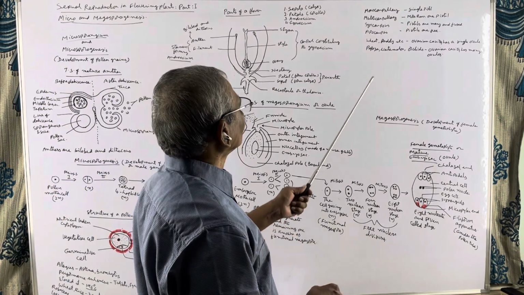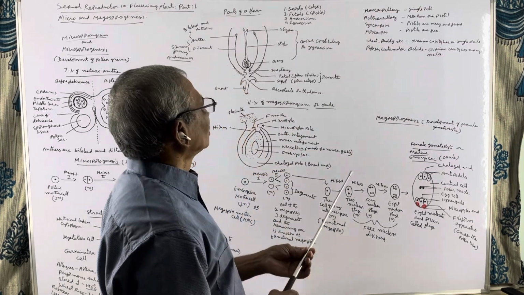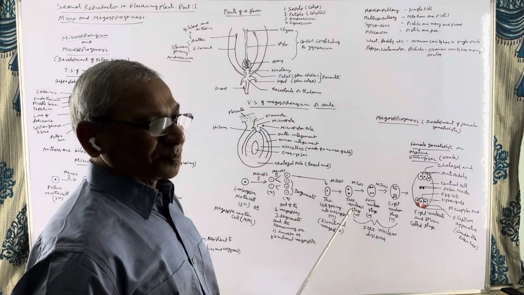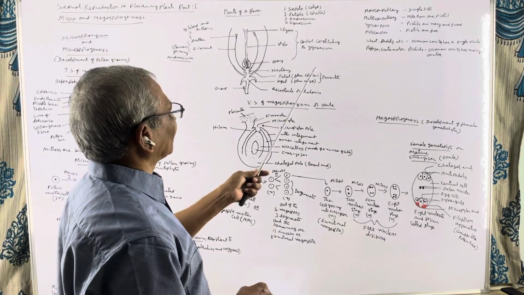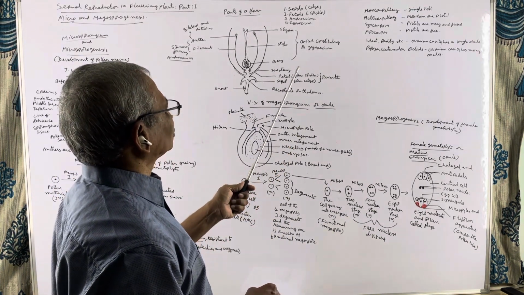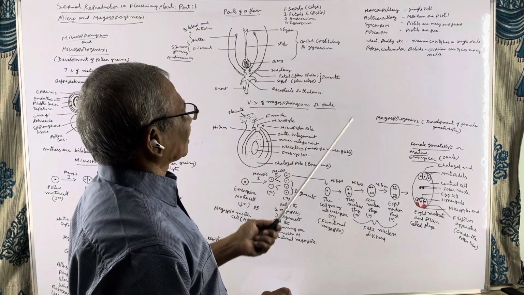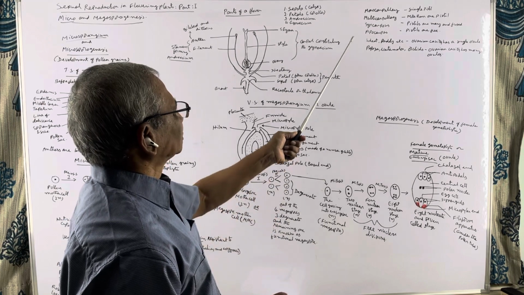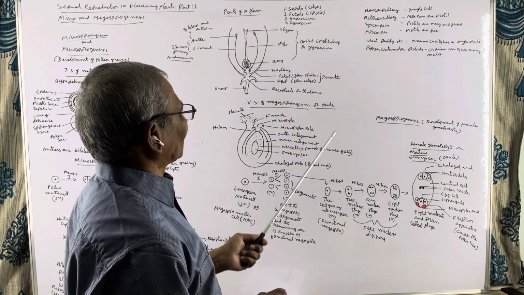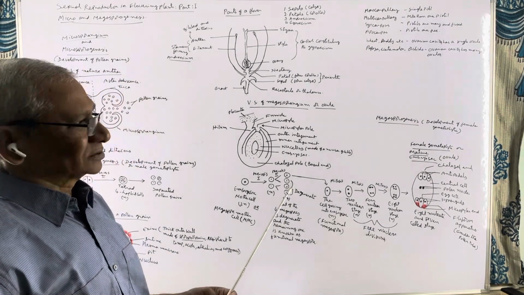Then, there are some terms you have to remember. Monocarpellary. If there is a single pistil in a flowering plant, it is known as monocarpellary. If there are more than one pistil, it is known as multicarpellary. If the pistils are fused, they are known as syncarpous flowers. If the pistils are free, the flowers are known as apocarpous.